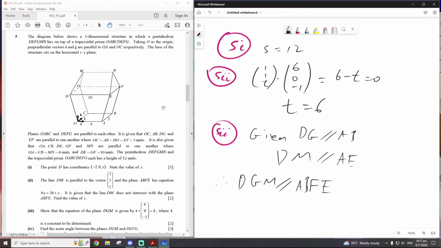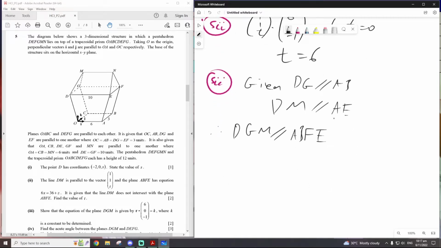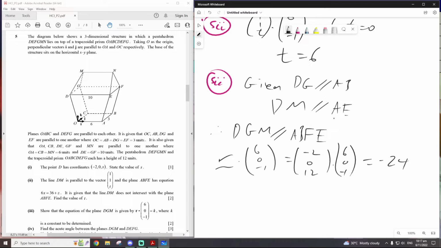So they must have the same normal vector. So therefore the equation will be r dot (6, 0, minus 1) equals, pick the point D, (minus 2, 0, 12), and you will get, oh wait, this is a minus 1, I think. Yeah, this will give you negative 24. So k equals negative 24.